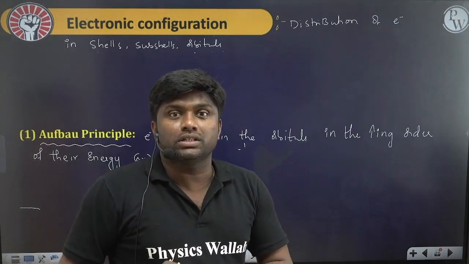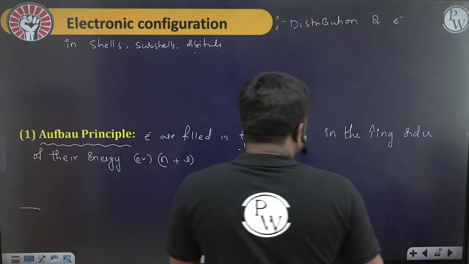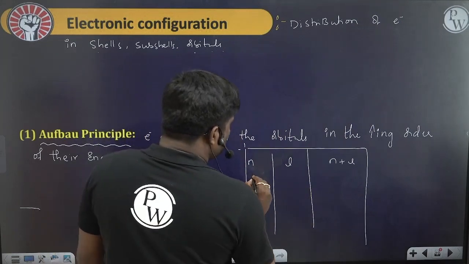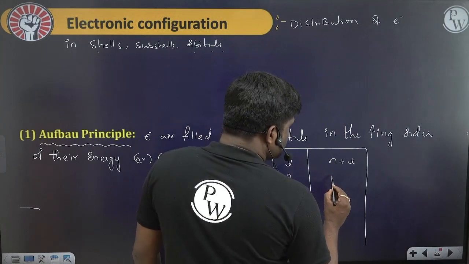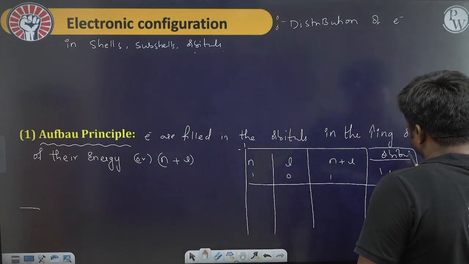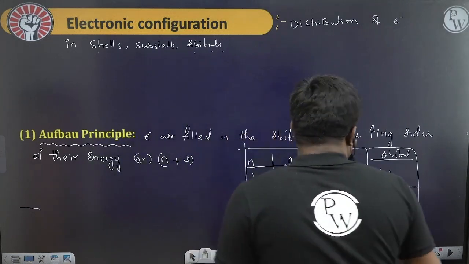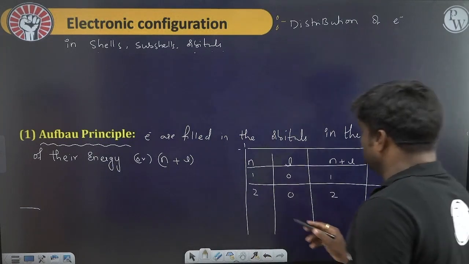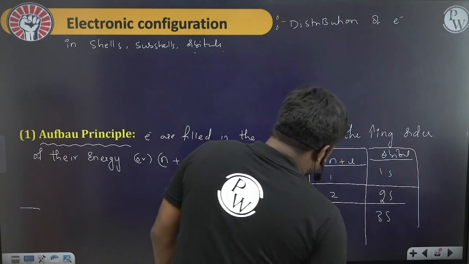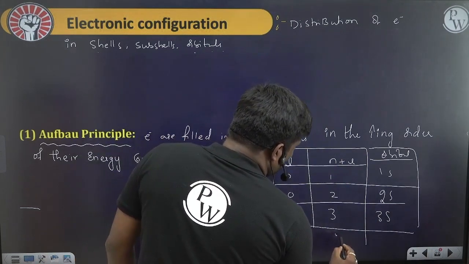If n plus l value of two orbitals is the same, in that case how can we fill the electron? See, for example, you have n value here, l value here, and n plus l value I will write here. If your n value is 1, l value is 0, n plus l value is 1, that is 1s orbital. N value is 2, l value is 0, n plus l value is 2, that is 2s orbital. If your n value is 3, l value is 0, that is 3s. If n value is again 3, l value is 1, that is 4, that is 3p.